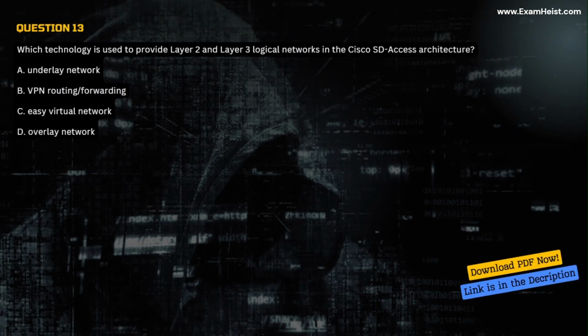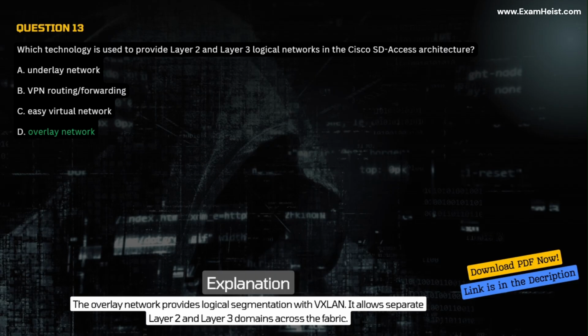Question 13. Which technology is used to provide Layer 2 and Layer 3 logical networks in the Cisco SD-Access architecture? A. Underlay network. B. VPN routing/forwarding. C. Easy virtual network. D. Overlay network. Correct answer D. Overlay network. Explanation. The overlay network provides logical segmentation with VXLAN. It allows separate Layer 2 and Layer 3 domains across the fabric.